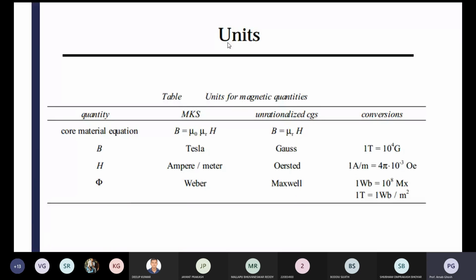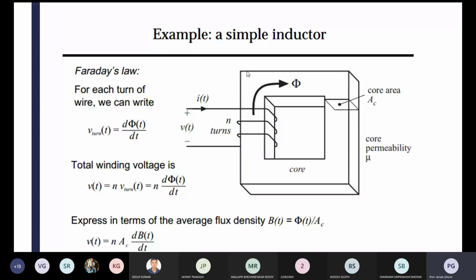Now the units: what are the most important units? The units are the magnetic quantities. B means flux density, its unit is Tesla. H is in ampere per meter. Phi is in Weber. All are SI units. In non-SI units there are other conventions also, such as Mu, Gauss, Oersted, Maxwell. The relationship between Tesla and Gauss, and between Weber and Maxwell, are there. Then the simple inductor; we are much more focused on the simple inductor.